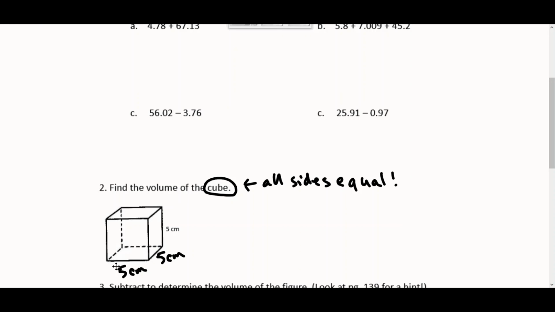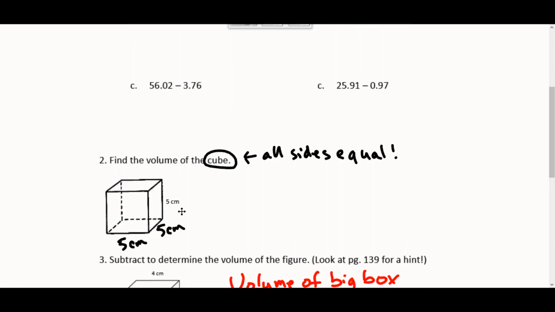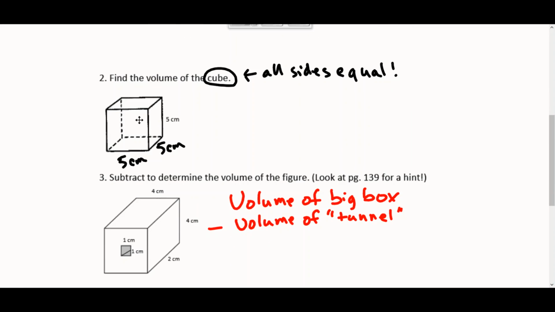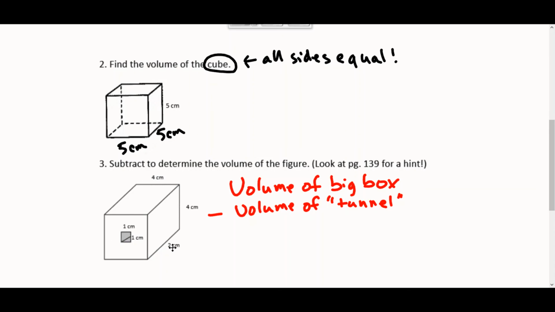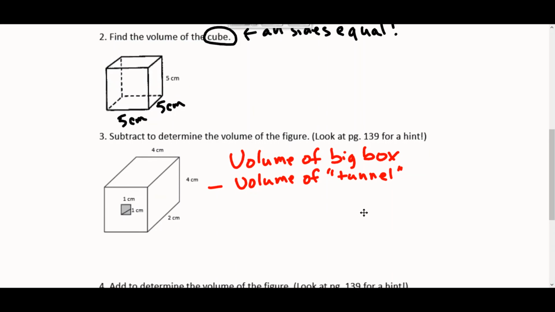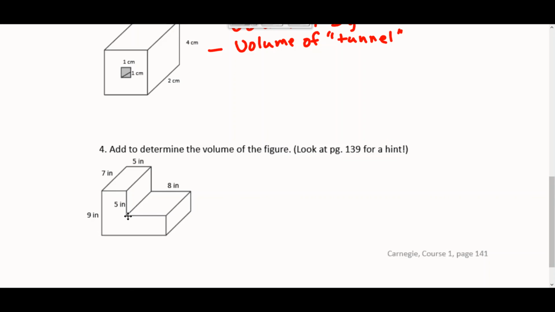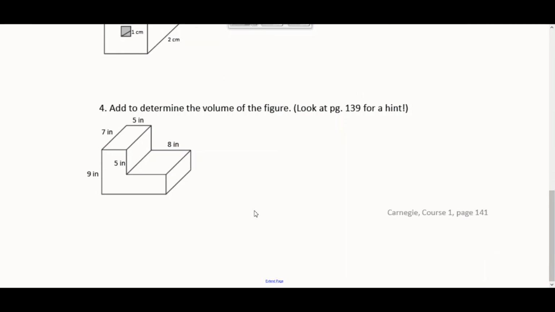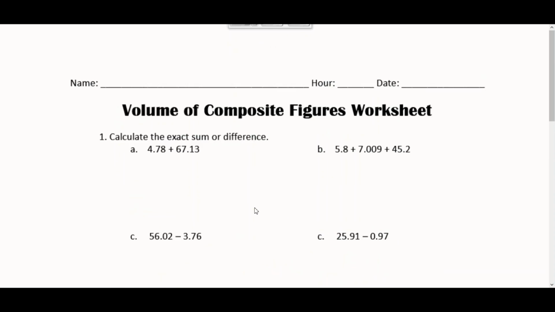So what do we have now? We have length, width, and height. All we need in order to find volume. All right, just make sure you're careful on the label. Number 3 looks a lot like the problem we just did. Find the volume of this whole box, and then find the volume of the tunnel or the empty space. All right, and then last but not least, break this piece, maybe here, I don't know. You figure out where you want to break it, and then find the volume of each of those boxes, and then put them together.